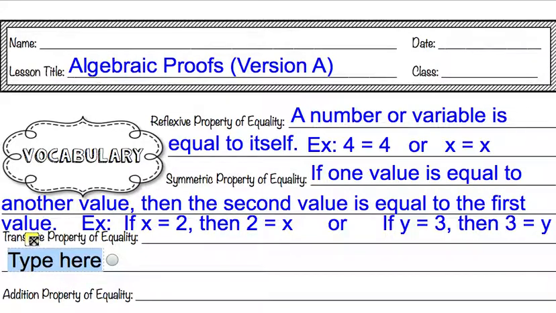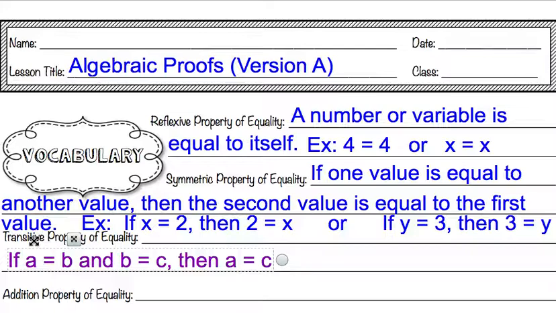Okay? For the transitive property, I really don't have a great definition for this. So rather than give a definition, I'm going to give an example, or maybe two. So the transitive property states that if you have a equals b and you have b equals c, then a is equal to c. So what we're actually saying is some variable or value is equal to something else, and that something else is equal to a third thing, then the first and third items, variables, are equal to each other.